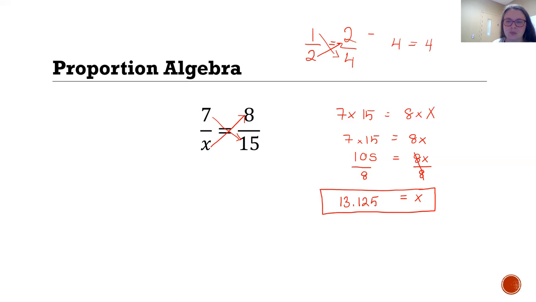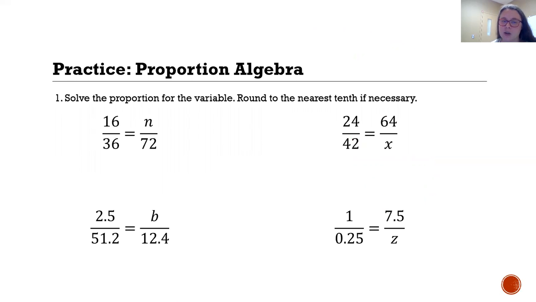Okay, so let's do a couple of other questions just to practice. We're looking for the value of n, so n is our variable. So we're going to do 16 times 72 is equal to 36 times n. 16 times 72 leaves me with 1,152, so 1,152 is 36n. Then divide both sides by 36. n is equal to 32.